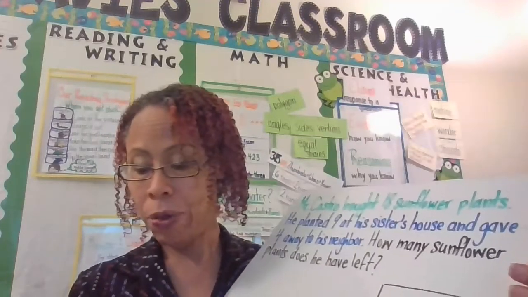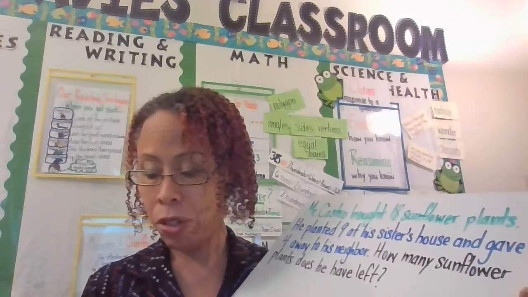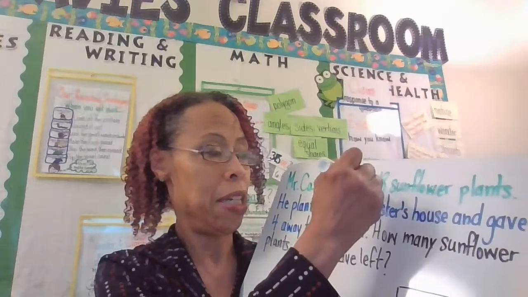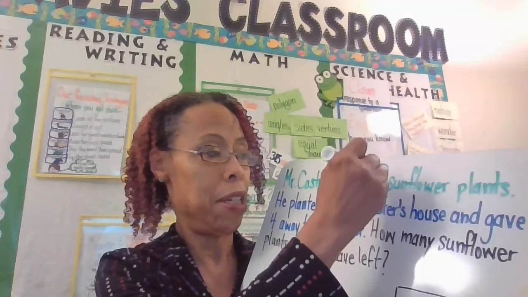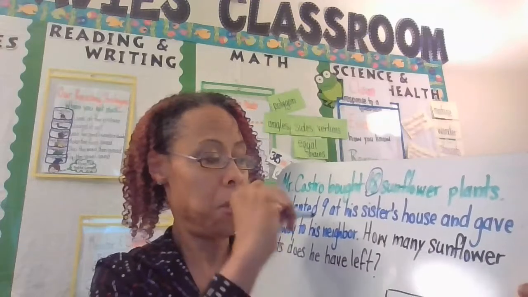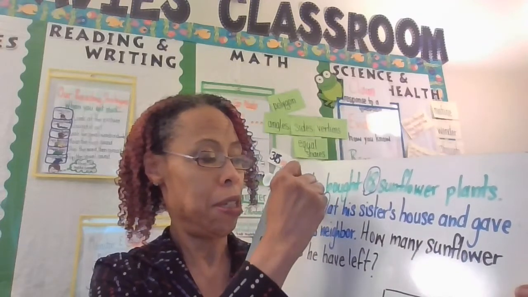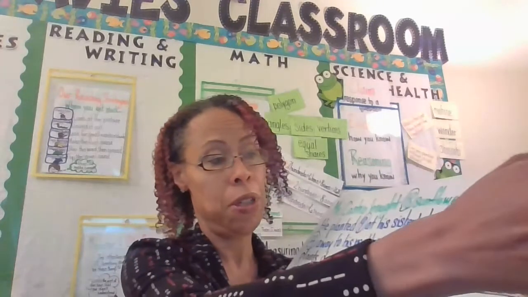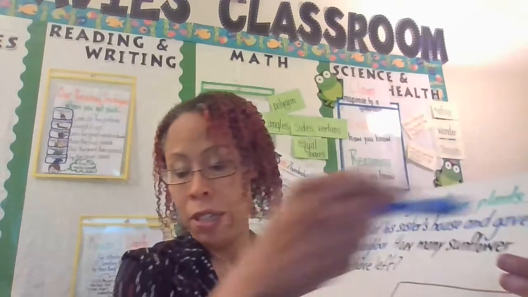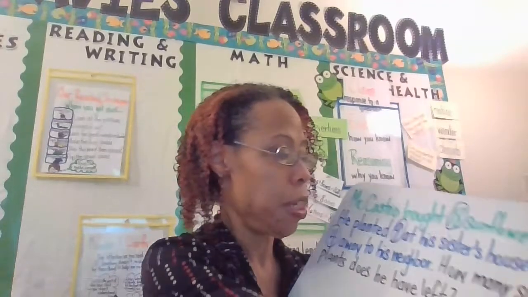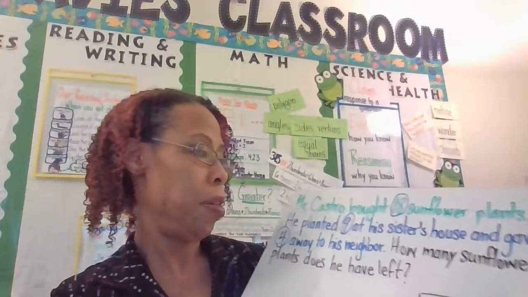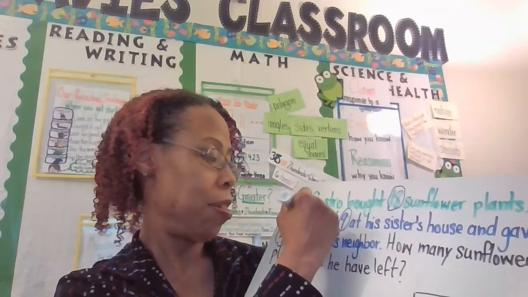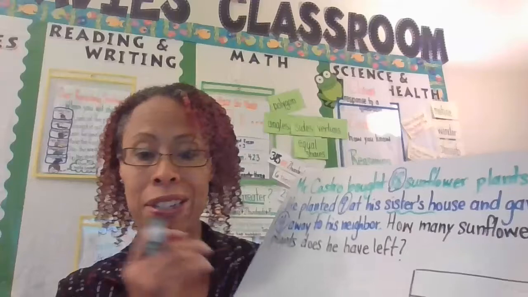All right, so let's look for the keywords and key numbers. So we see that we have 18 sunflower plants. That is the total number. And then he planted 9 at his sister's house and gave 4 away. So we're dealing with 3 different numbers in this case. And then keywords. All right, so he bought those plants and he planted them at his sister's house. So that is our understanding.